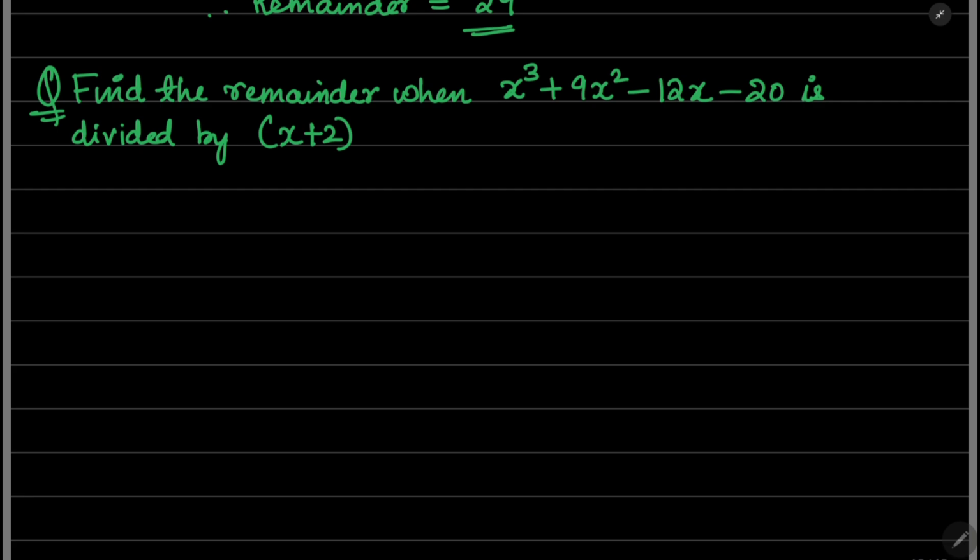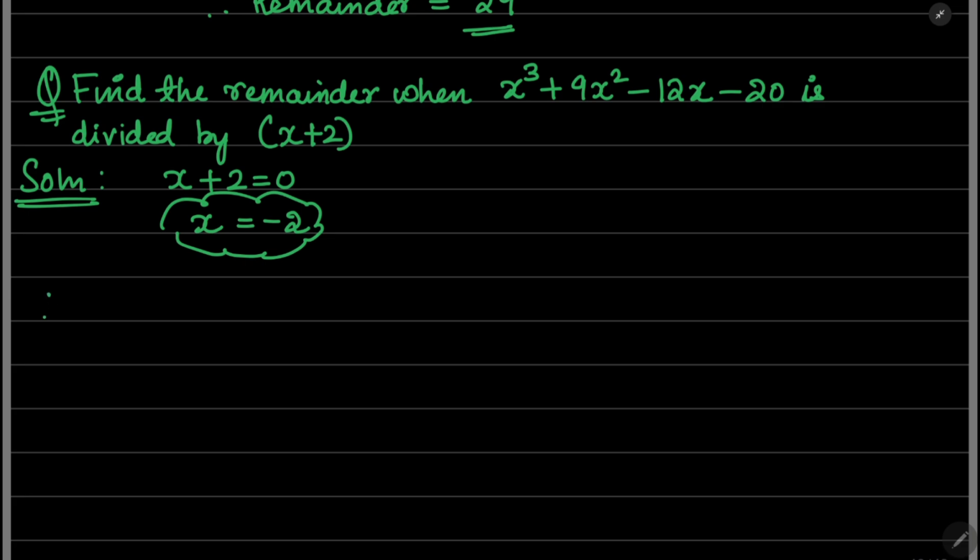Okay, so this is your question. You have to use the remainder theorem. What is the first thing that you will do? First, your solution will be, you have to equate the divisor to 0. So x plus 2 is your divisor. Therefore, x equals minus 2.